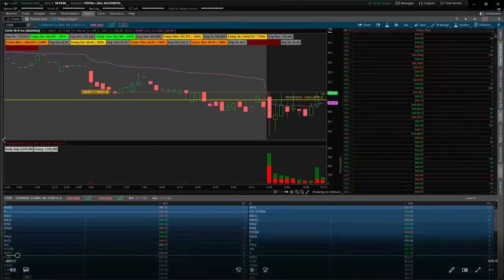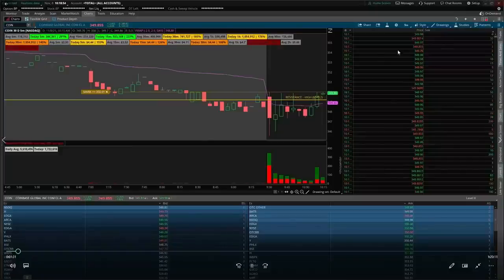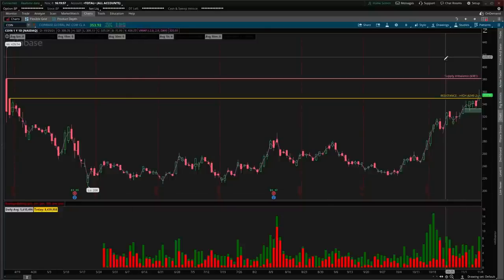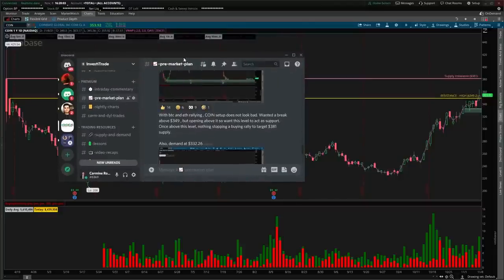But now let's get right into this example. I'm going to first break down the context of the setup, and then we're going to get into this live video of the breakout itself. To understand this level 2 breakout, we have to go over why I was watching the level and where it came from. So to get context, let's go over the pre-market plan.